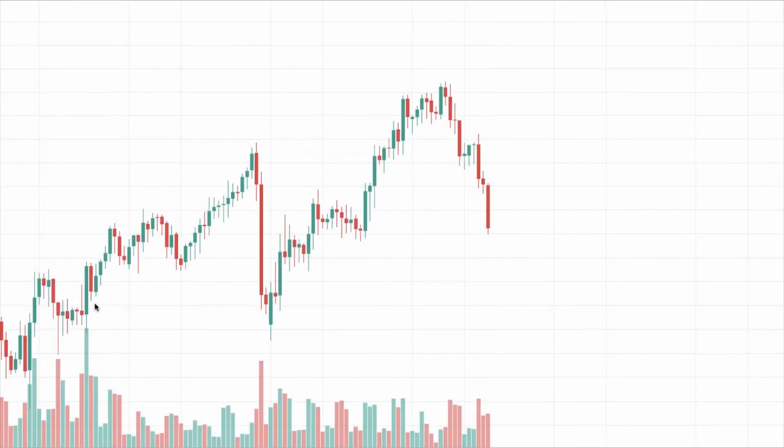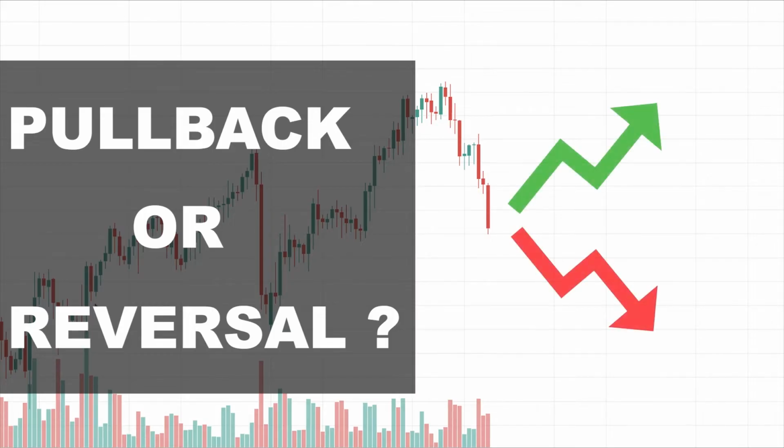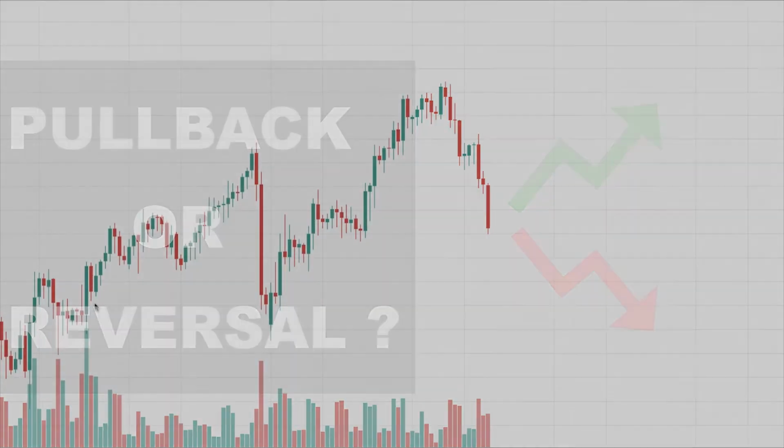How many times have you encountered this situation and it raised this question in your mind: is this a pullback or a reversal? In this video, we're going to see how we distinguish between these two and how we discover the end of pullbacks or the end of the current trend and possibly a reversal. Stay tuned and let's get started.